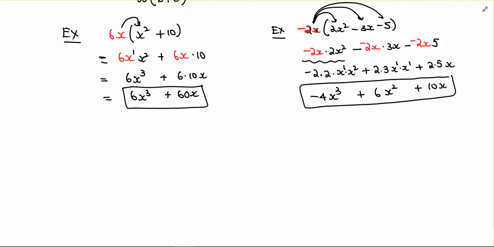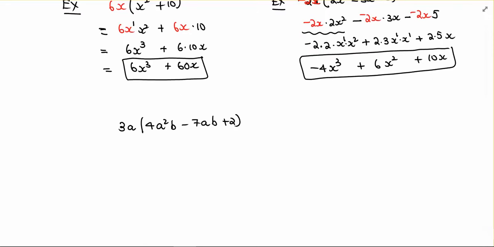Let's do one more monomial example, and then we will move on to binomials. So let's say this time we had 3a times 4a squared b minus 7ab plus 2, and again 3a times 4a squared b minus 3a times 7ab plus 3a times 2. Notice how I don't try to do too much in each step.